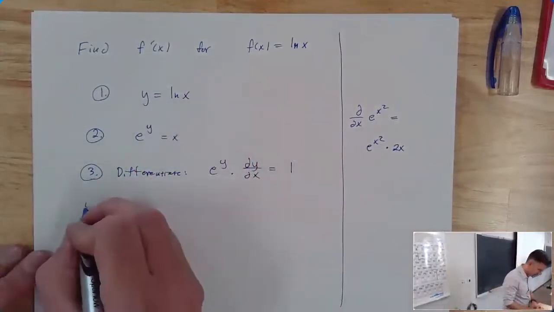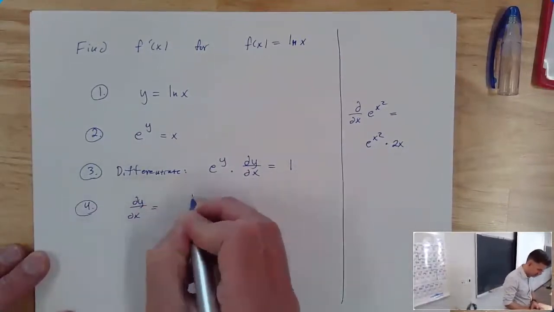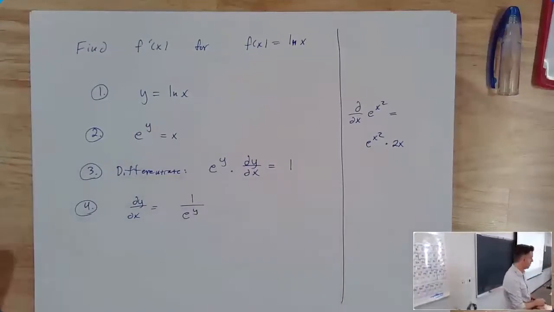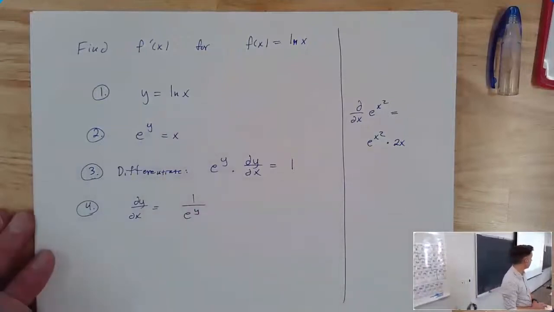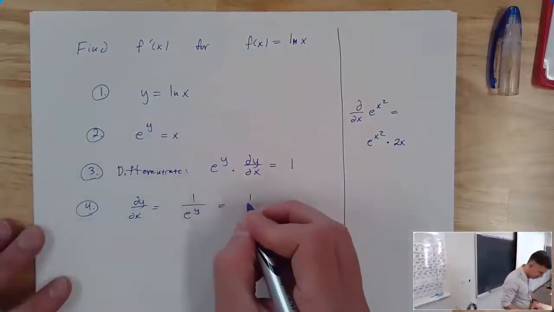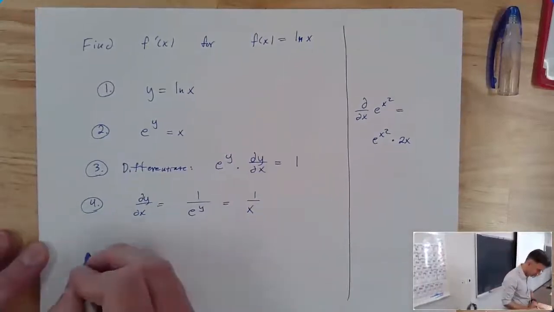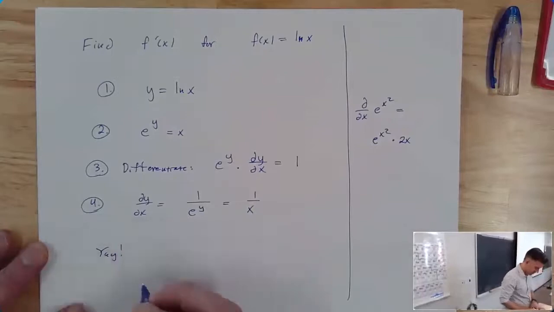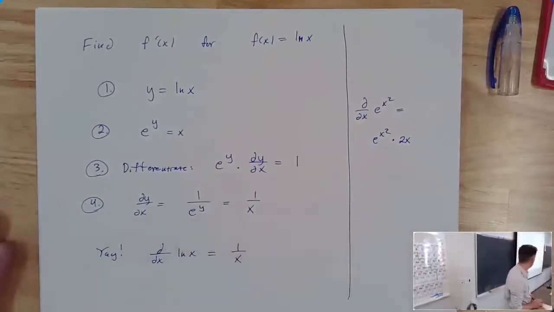So check this out. We're going to solve for dy dx. So dy dx is equal to 1 over e to the y, which doesn't seem super helpful until we remember that e to the y is indeed equal to x. So this is really equal to 1 over x. So, oh, great. We have shown that the derivative of the natural log of x is, in fact, 1 over x. It's a much slicker way of doing it.